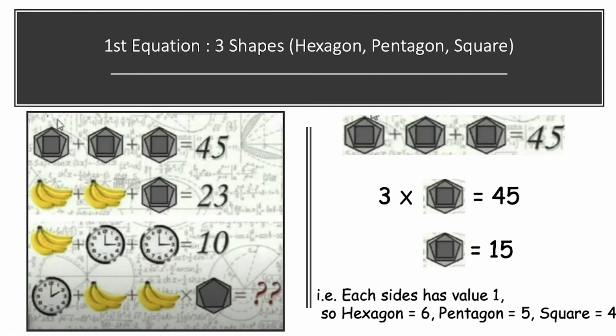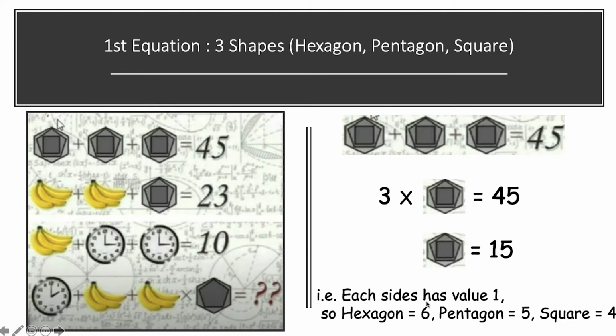Now if we look at this picture carefully, we have got hexagon, that means it has 6 sides, pentagon, that means it has 5 sides, and square, that means it has 4 sides. That means the total number of sides is equal to 15. 6 plus 5, that is 11. 11 plus 4 is equal to 15.